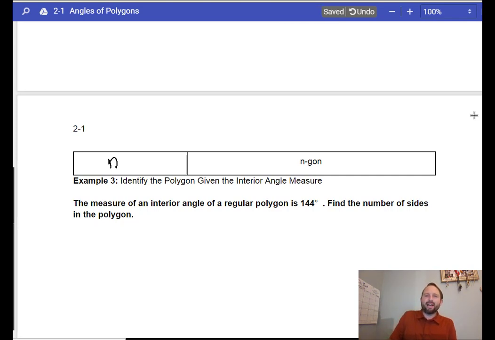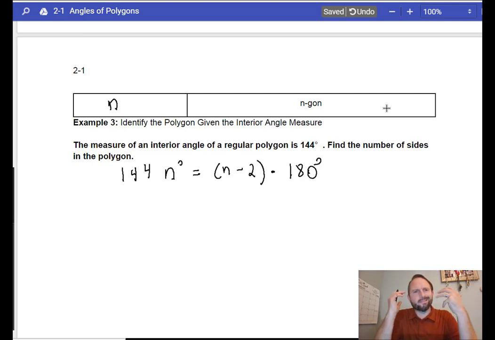Example 3. Identify the interior angle measure. The measure of an interior angle of a regular polygon is 144 degrees. Find the number of sides in the polygon. Well, we need to have the equation, so let's explain this equation. Now, we know from the interior sum formula, if we take the number of sides minus 2 times 180, that's all of the angles added up.